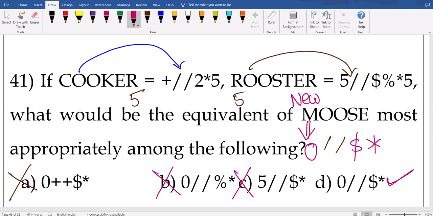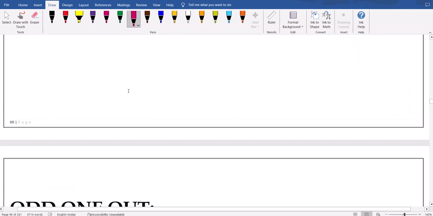Sir, for M, why have you taken 0? I need a new letter. Only new digit, new element. Among options, the new element given for M is 0. Okay, so we can go with that option.